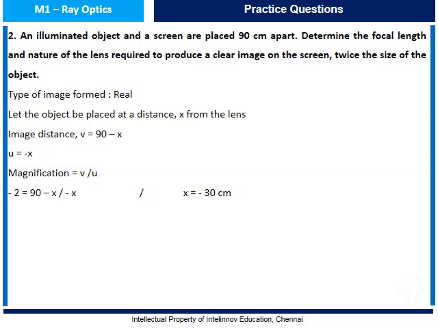Now let us calculate the focal length with these data. We know 1 by f equals 1 by v minus 1 by u, and 1 by f equals 1 by 90 minus x, that is v, minus 1 by minus x. On solving we get f equal to plus 20 centimeter. Since it is plus 20 centimeter, it denotes a convex lens of focal length 20 centimeter.